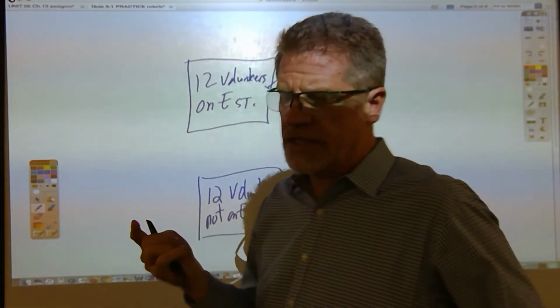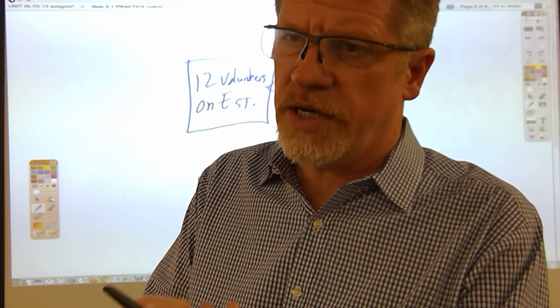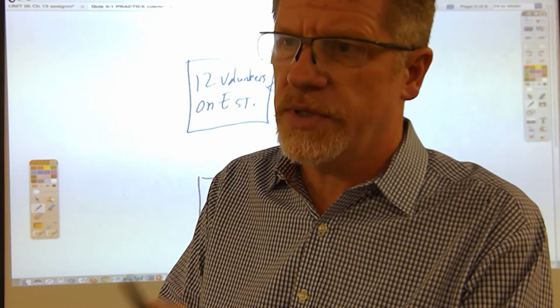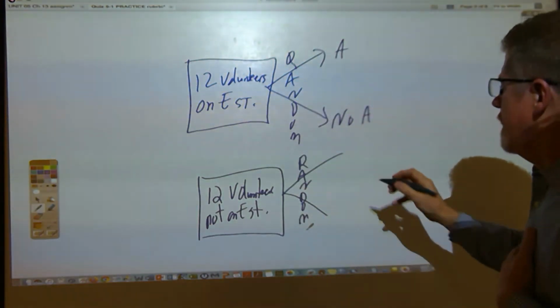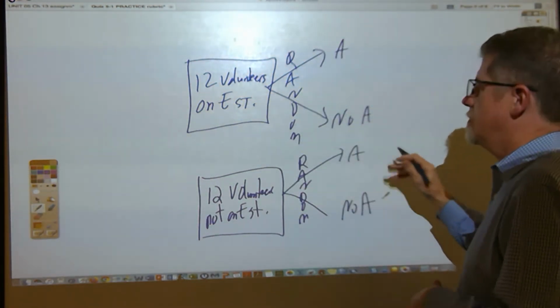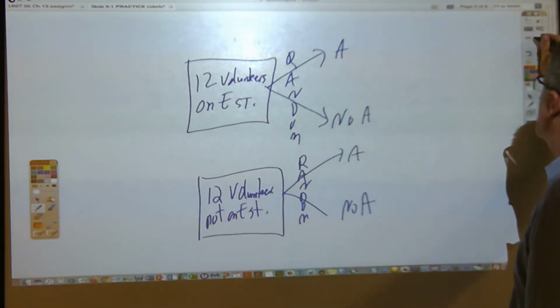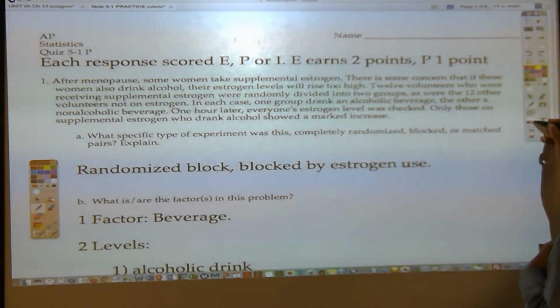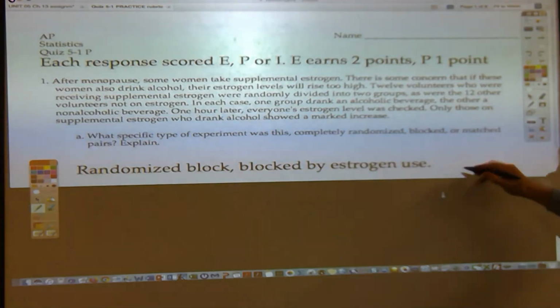So we don't want that noise to get in the way of reading the signal. Don't ever say noise on the AP test. Instead of noise, use the phrase variability in the response variable due to factors that are not under study. Instead of signal, use the phrase variability in the response variable due to factors that are under study. So anyway, alcohol, no alcohol. So that's what's going on in this. We measure their estrogen level, compare it, but back to this, the question is, it's randomized block. We're blocking by estrogen use, and it's part A.